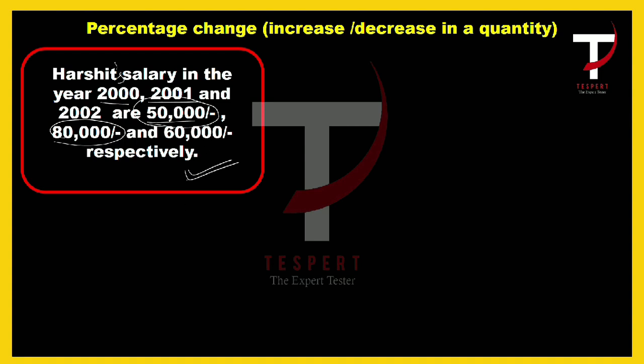But if we compare 2001 and 2002, the salary got decreased, from 80,000 to 60,000. It got decreased by 20,000. From 2000 to 2001 it got increased by 30,000, whereas from 2001 to 2002 it got decreased by 20,000. In terms of monetary values, we are expressing it like 20,000, 30,000. But how can we express that in terms of percentage? For that, we have to know how to calculate the percentage change.